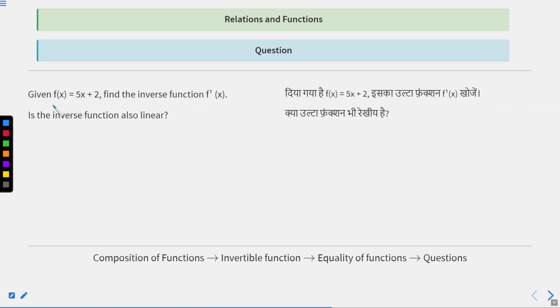Now, given f(x) from R to R, we are also considering my function f from R to R. The function is like this. Now find the inverse function f inverse. Is the inverse function also linear? So let's first of all find out that the inverse of this function exists. What is my inverse function for this function?